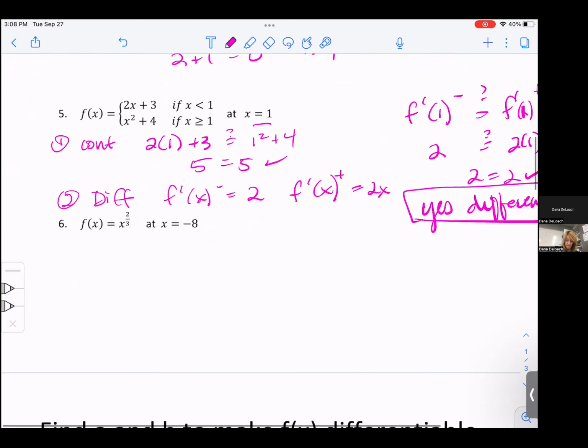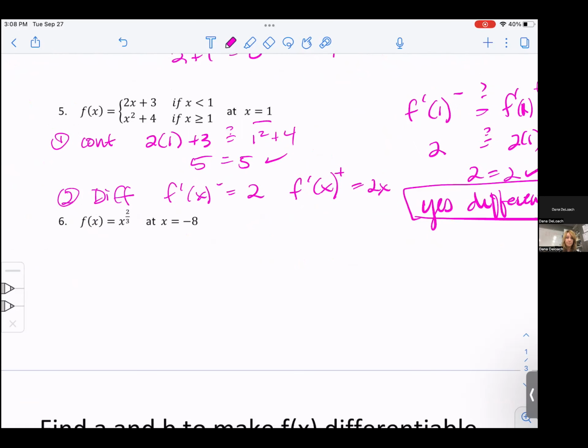Okay. And then here's another one. So I know that this is continuous because I can do -8. I can do the cube root of that squared. So yes, it's continuous. Okay, now differentiable.